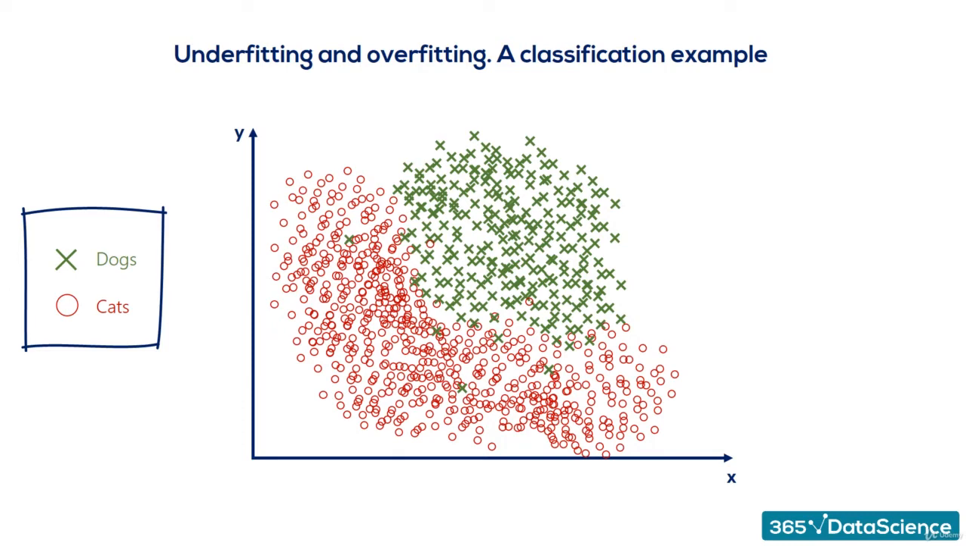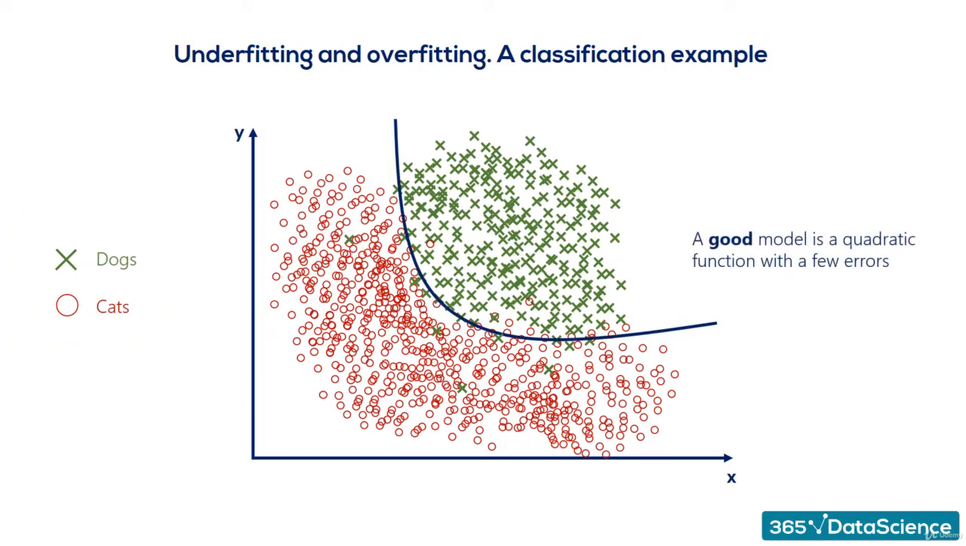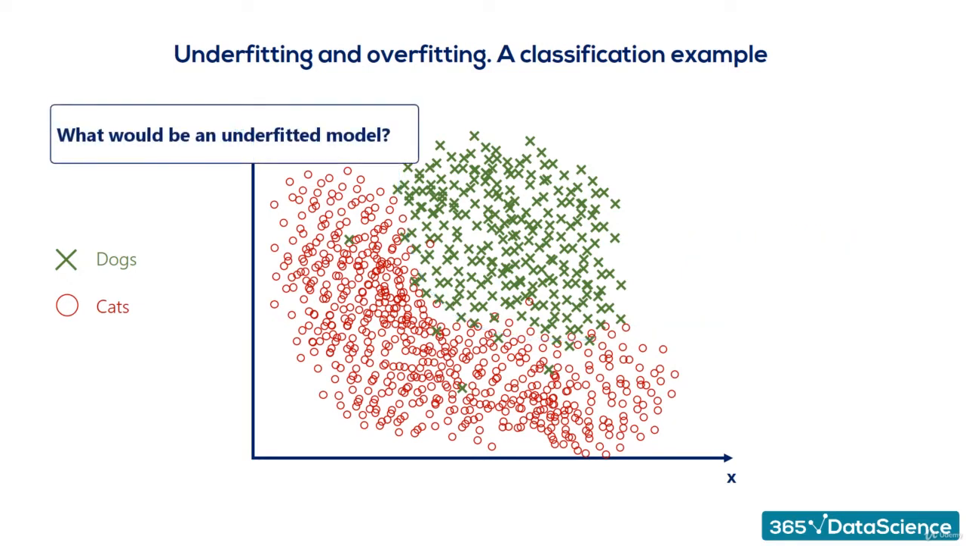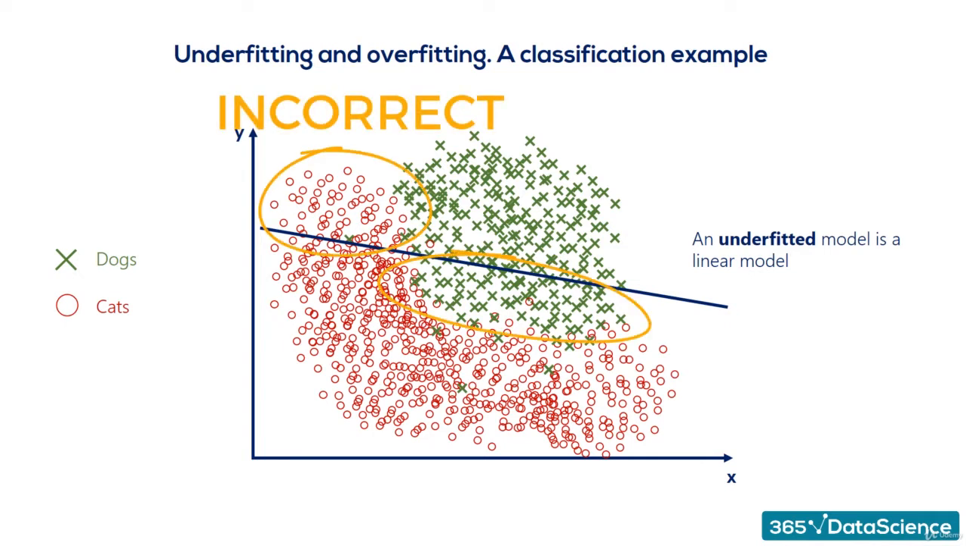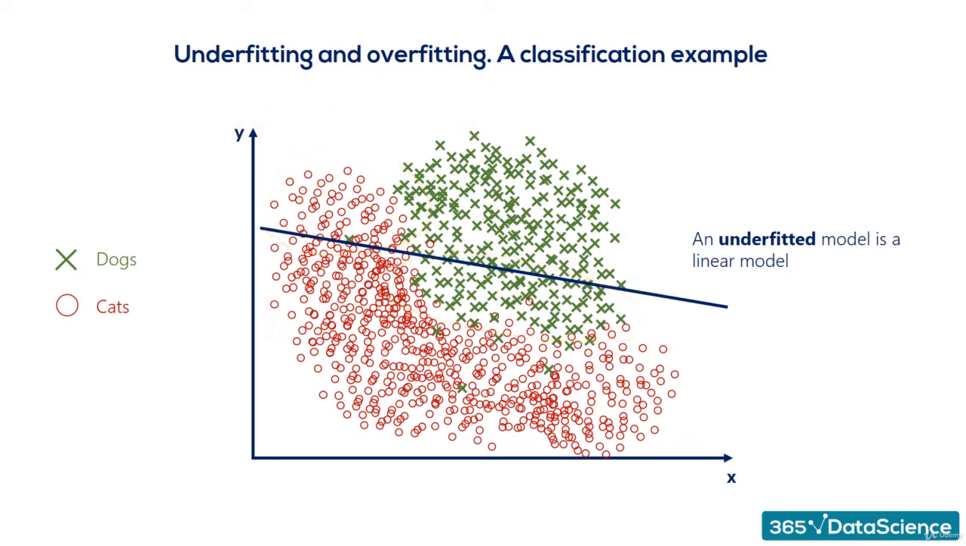A good model explaining all the data looks like this: a quadratic function with a few errors. Following the logic we saw in our previous example, what would be an underfitted model? Well, of course, a linear model. Linear models are not very smart. Often, a simple linear model underfits if the data is not transformed. Around 60% of the observations would be classified correctly with an underfitted model.